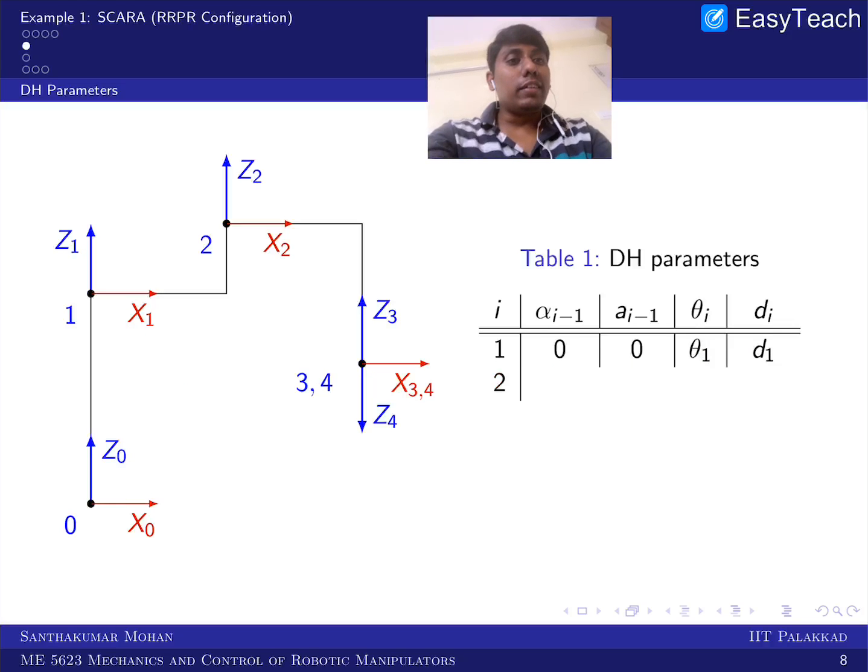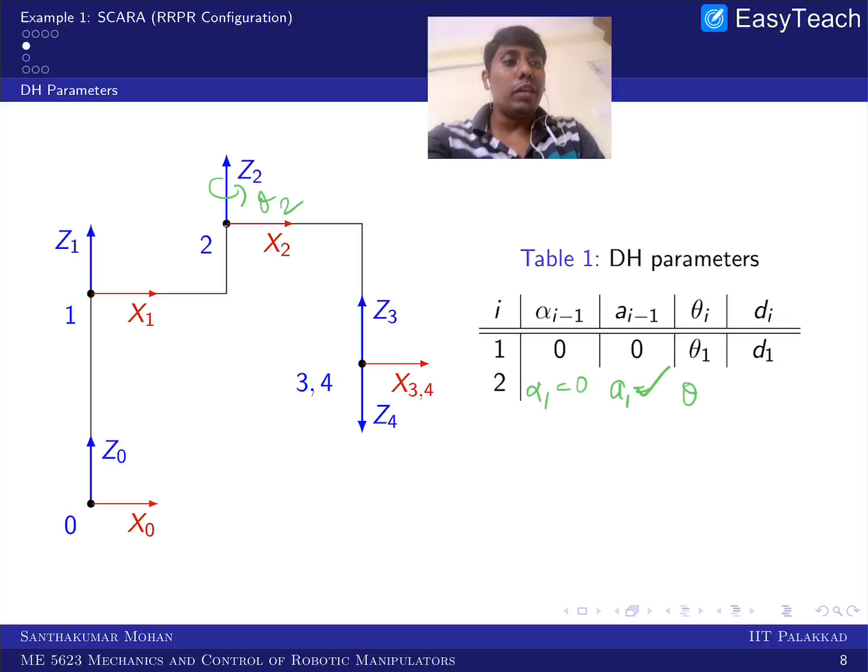So the second frame, what is that? Here you can see alpha 1. Alpha 1 is again parallel, same direction, so it is 0. Then a1: you can see there is a distance along x1, so I call that a1. Then this is an active joint, so there is a theta 2, and x2 and x1 are parallel, so theta 2 is the variable.